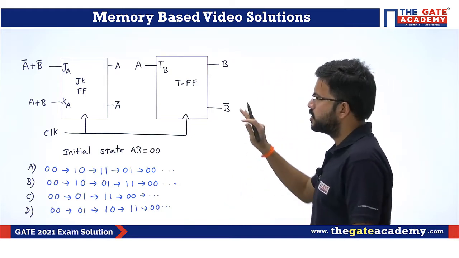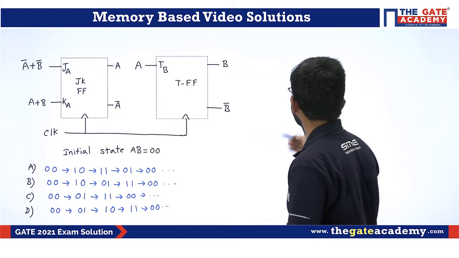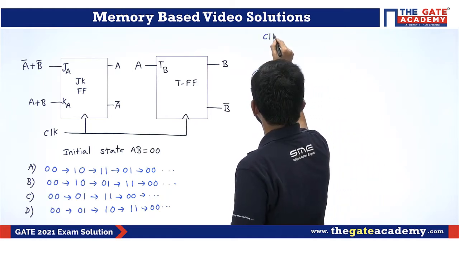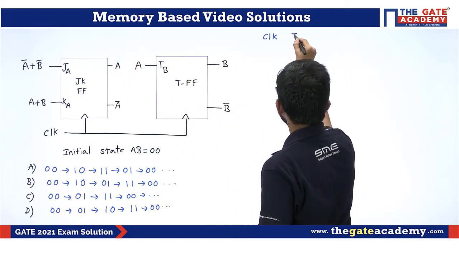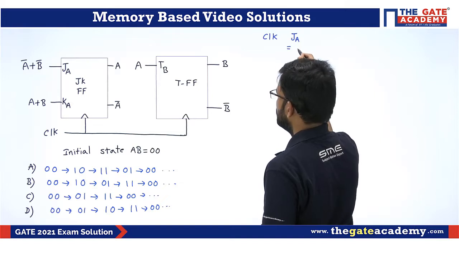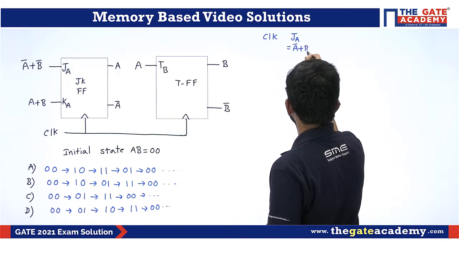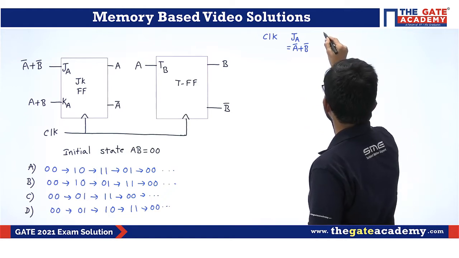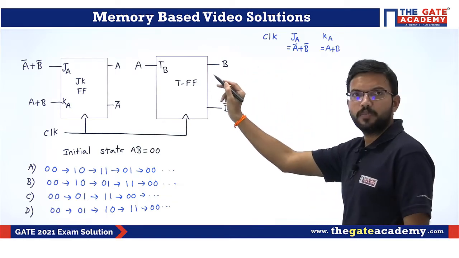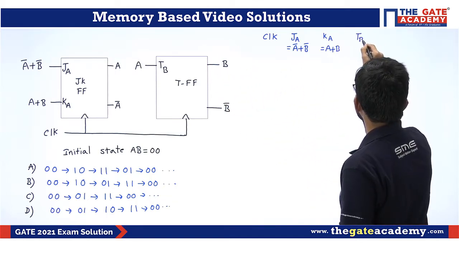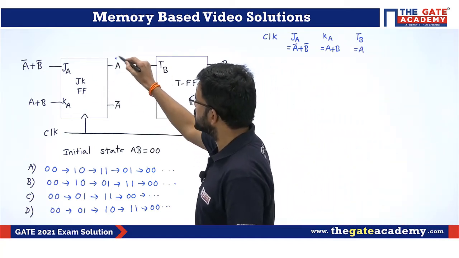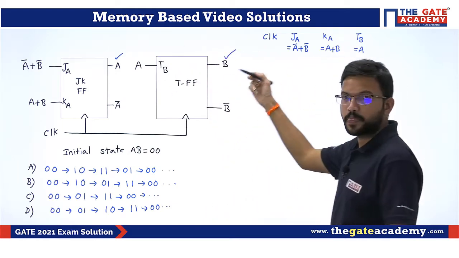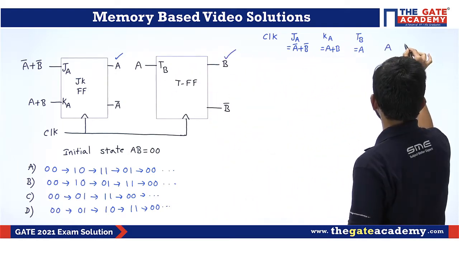Whenever you get questions like this, use the tabular form method. First you can make the clock numbering. Then for the JK flip-flop, you have two inputs. Represent those inputs: J equal to A bar plus B bar, and K equal to A plus B. And for the T flip-flop, T_B equal to A. For this particular flip-flop, the output is A. For this particular flip-flop, the output is B. So represent A and B.